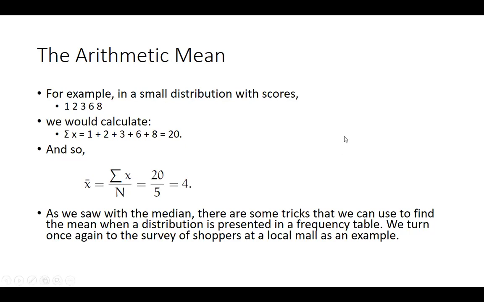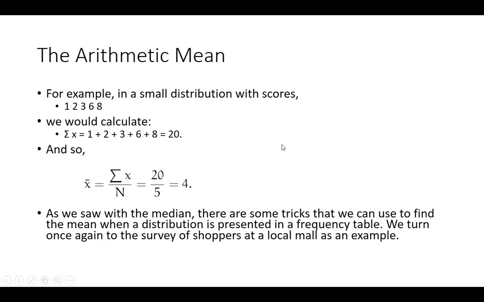For example, in a small distribution with scores 1, 2, 3, 6, and 8, we would calculate the sum of x to be 1 plus 2 plus 3 plus 6 plus 8, which is 20. And so x bar, which is the sum of the x over how many there are, would be 20 over 5, since there's 1, 2, 3, 4, 5 scores, and 20 divided by 5 is 4.